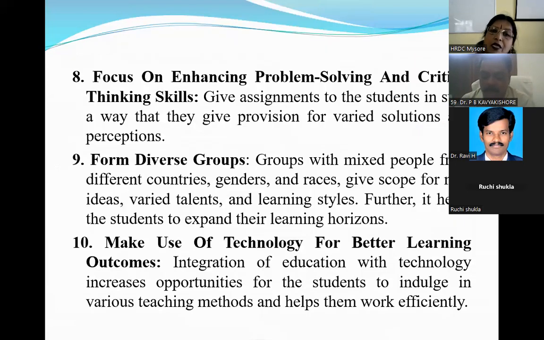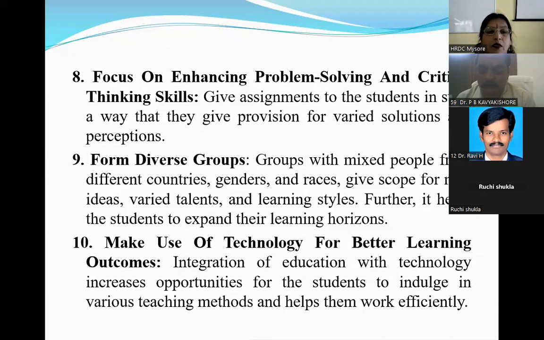Focus on enhancing problem solving and critical thinking skills. Give assignments to the students in such a way that they give provision for varied solutions and perceptions. So when we are talking about collaborative approach, giving assignments or giving them a project to do individually also is part of this assignment. When they bring it back, we can sit together and see what each one of them has brought after learning and doing it individually.